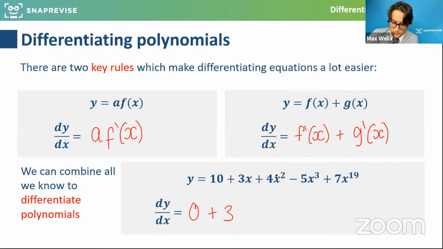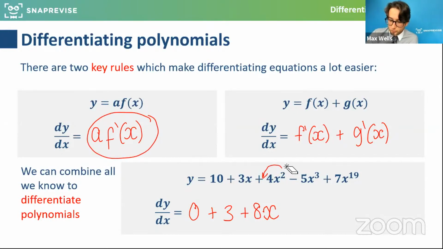The next one, times by the power and drop the power by 1. So 2 times 4x to the 1. So that will become 8x to the 1. And what we've used is this rule, because the 2 gets times by the 4, and then I drop the power by 1. So 8x, very well done if you got that.